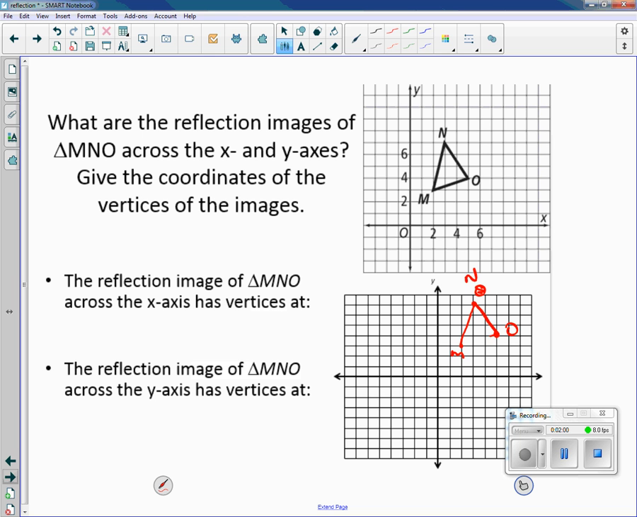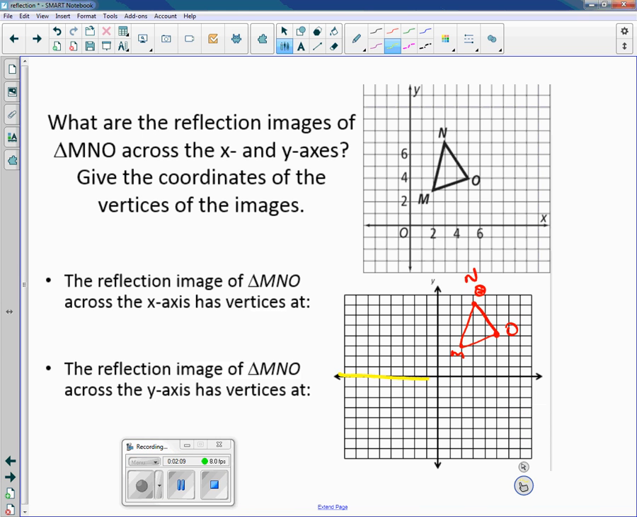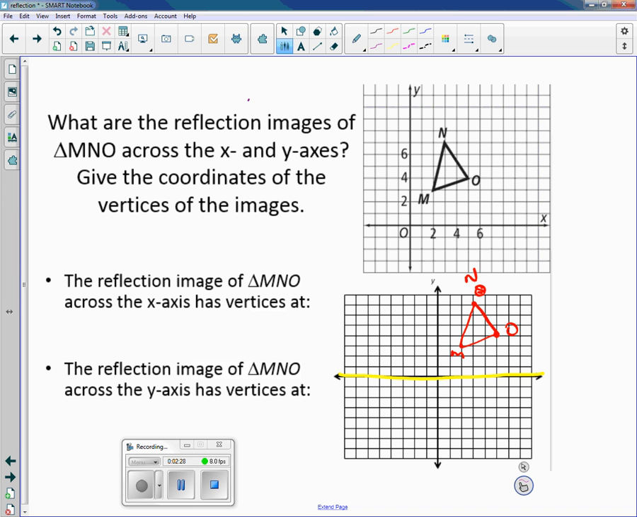Now, if I am reflecting it over the x-axis, all right? This is the x-axis. First of all, let me move this over. So if I'm folding it on the x-axis, that means that this triangle is going to come down here somewhere. We need to see how far it is away from my line of reflection. Look at M. If I count 1, 2, 3 from my line of reflection, then I have to go 3 below my line of reflection. 1, 2, 3. And that is my new M.